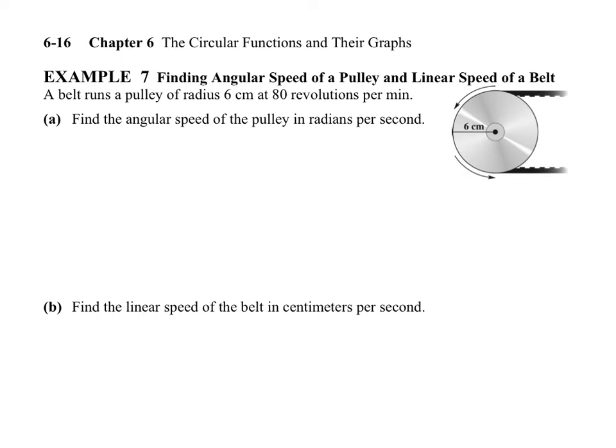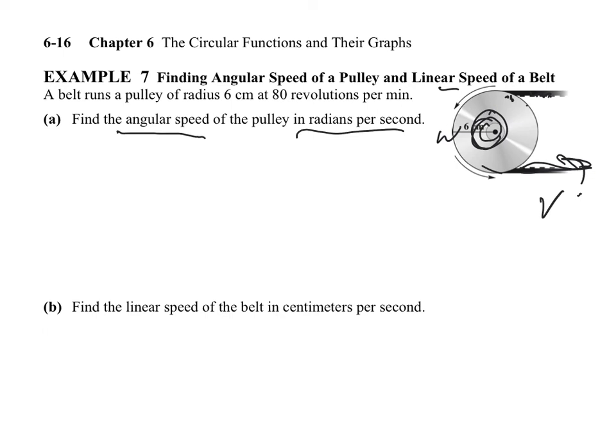Find the angular speed of a pulley and linear speed of a belt, because this pulley is turning. It's going around and around and around. As it goes around, there are teeth inside this pulley that pull this belt, and the belt is moving in a linear speed direction. And the pulley obviously has angular speed going on.